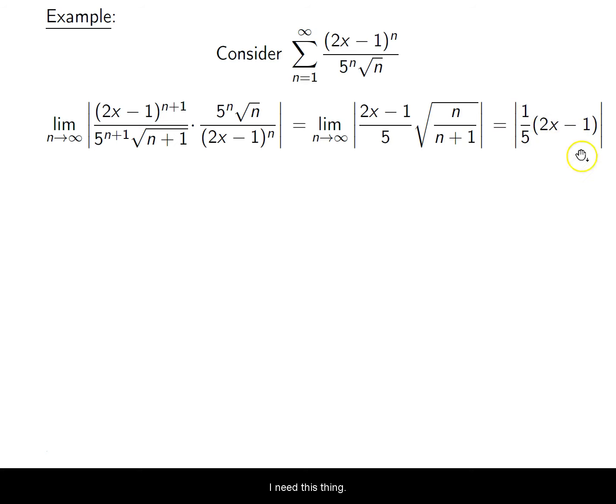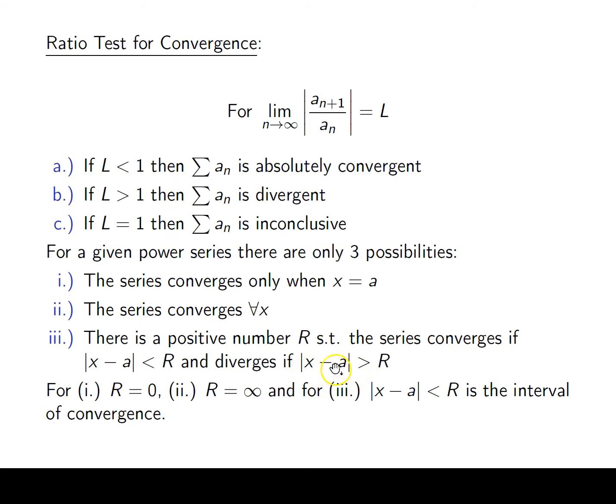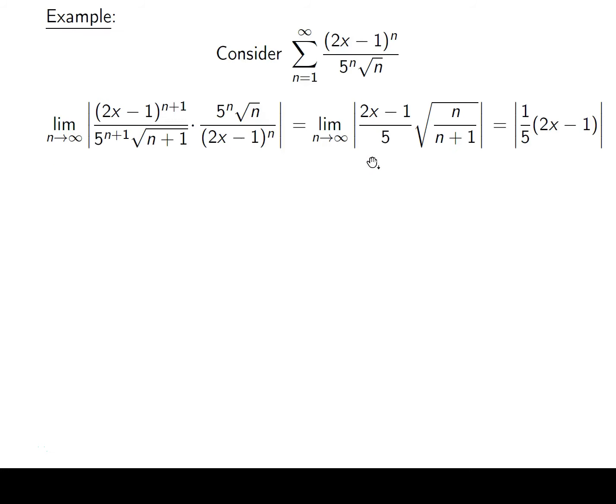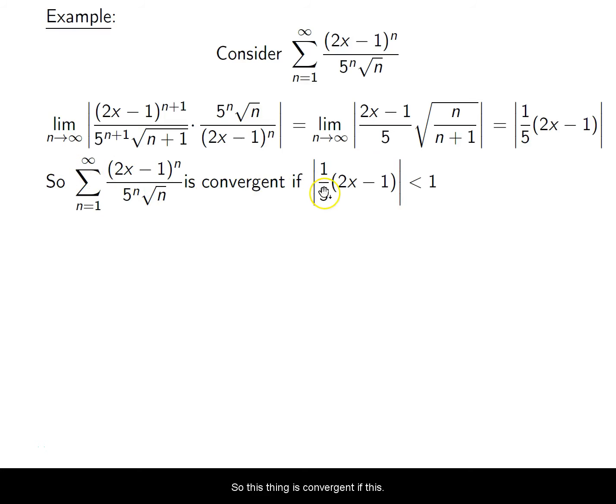So I need this thing. Again, this is what I need. I need x minus a in the absolute value to be less than r. So for right now, I need the limit of my ratio to be less than 1 in order to be convergent. So this thing is convergent if this thing is less than 1, and that's dependent on x. But remember, again, like I just said, I need absolute value x minus some value less than some radius.